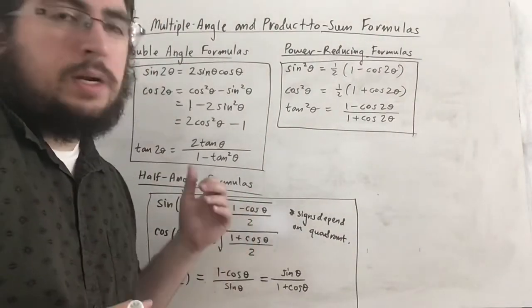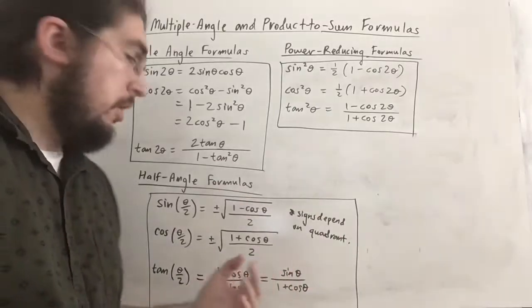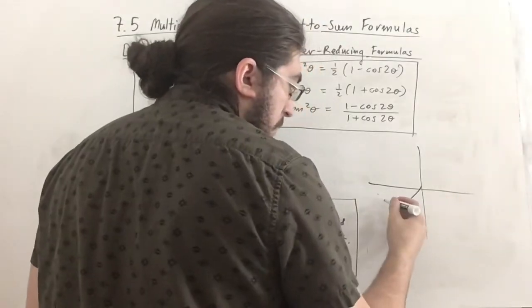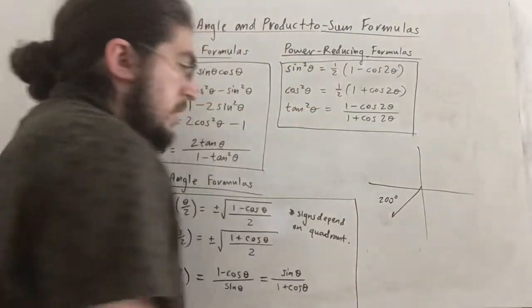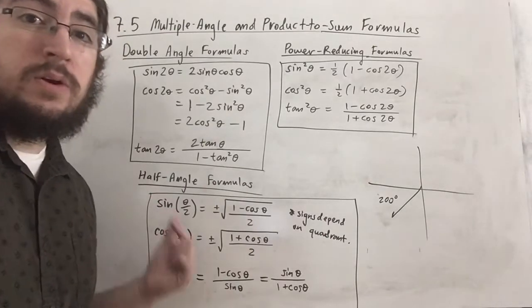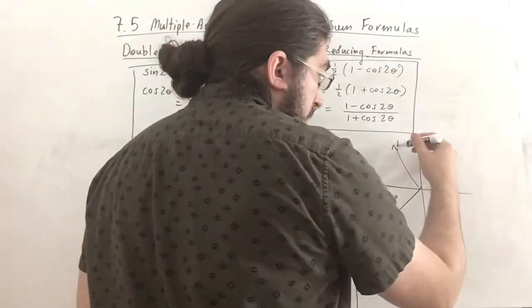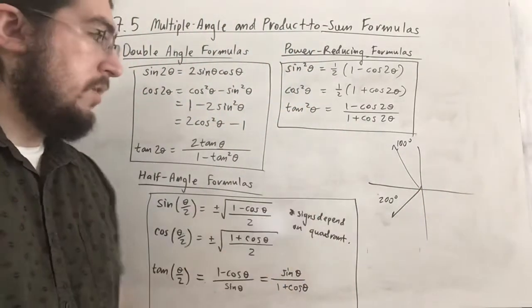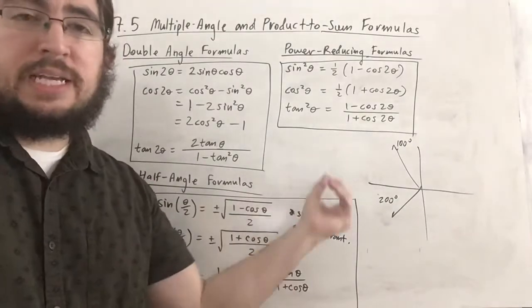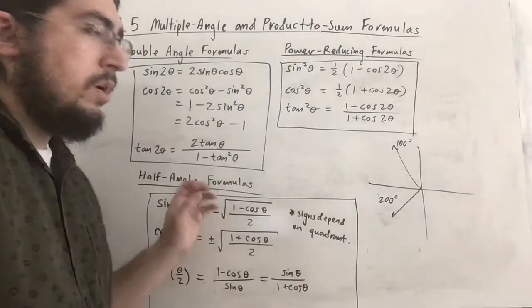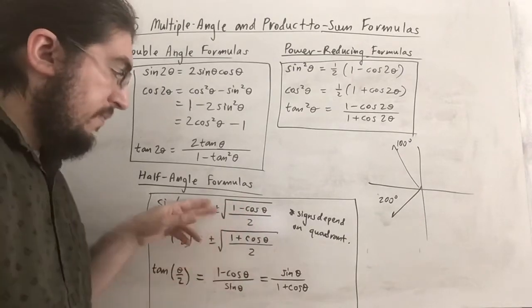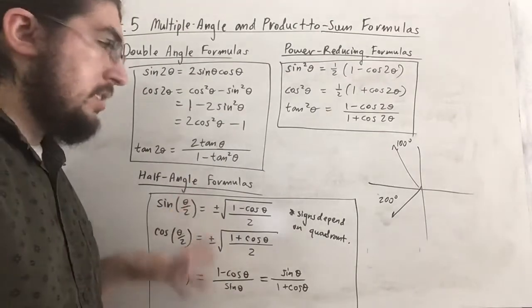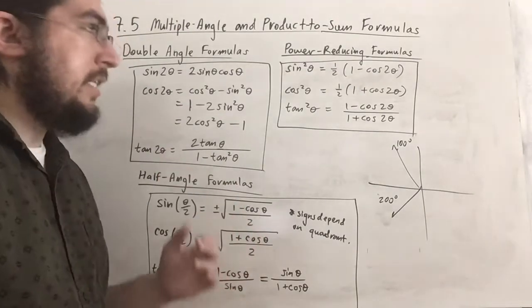And what the plus or minus corresponds to is where the angle lands as far as quadrants go after you half it. So for instance, let's say theta is 200 degrees. That would be somewhere over here in the third quadrant. But if you want to take sine of half of 200 degrees, well, half of 200 is 100 degrees, which would be in the second quadrant. And since sine is positive in the second quadrant, then sine of 200 over 2 would be positive. So that's what you have to do. You have to basically check where the angle lands, and if sine or cosine, depending, is positive or negative in that quadrant.